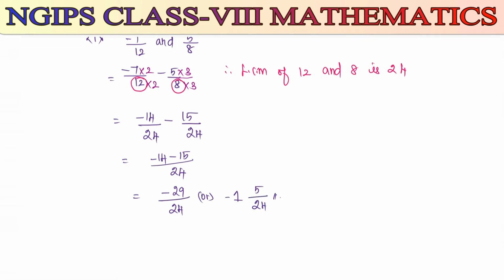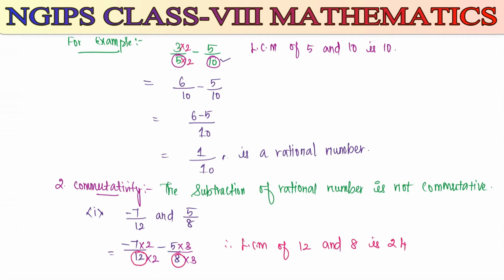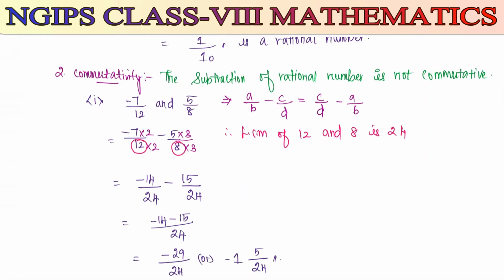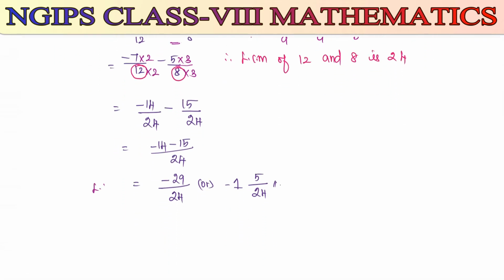Now for the commutative property, we have to check both the left hand side and the right hand side. Actually the property of commutativity is nothing but the general term: A by B minus C by D should be equal to C by D minus A by B. Now the left hand side we have solved here. We chose the two numbers minus 7 by 12 minus 5 by 8. Now we need to check the right hand side. So the LHS value we got is minus 29 divided by 24.